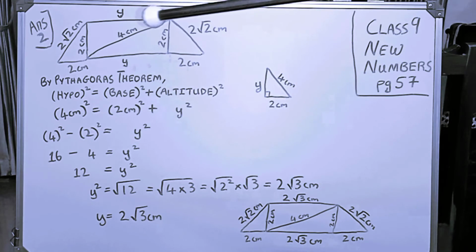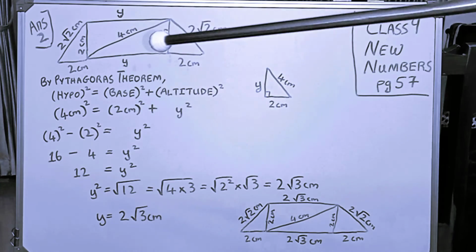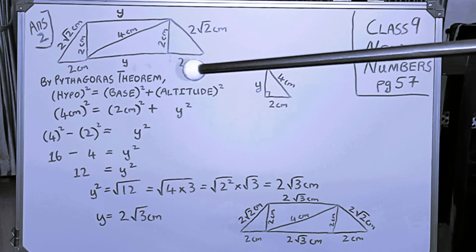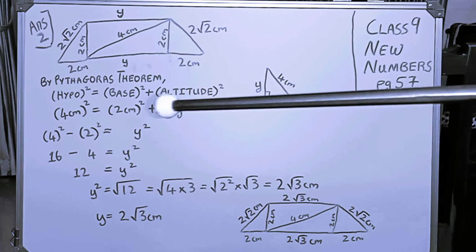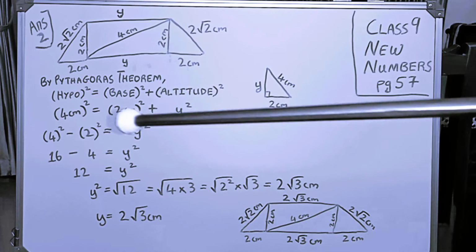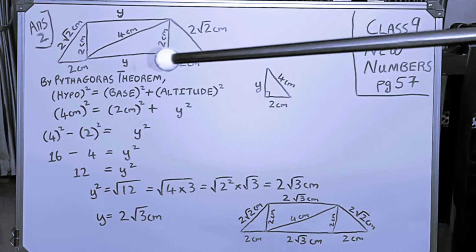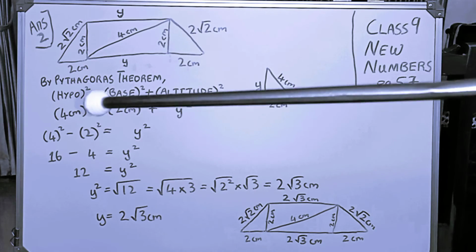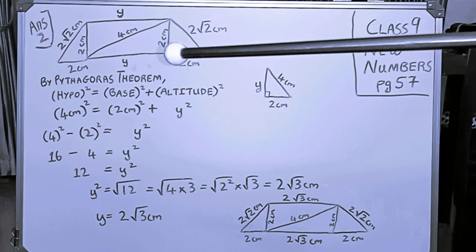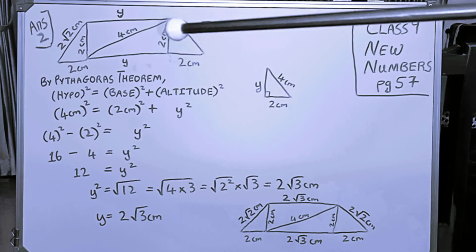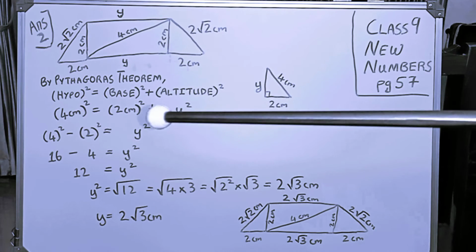So in order to find this y, we have to take these two triangles. These are right angle triangles, so we can use Pythagoras theorem. Hypotenuse square is equal to base square plus altitude square. Hypotenuse is the side opposite to 90 degree, that is 4 centimeter square, and the base of the right angle triangle is 2 centimeter square.